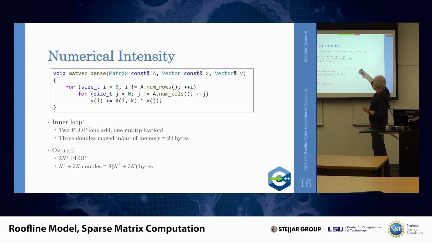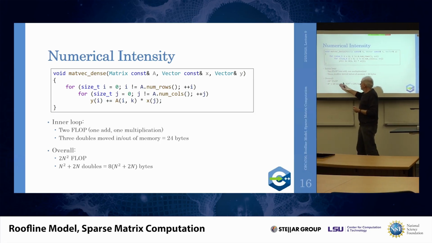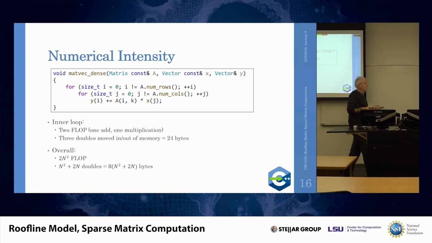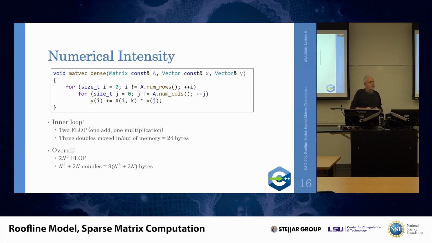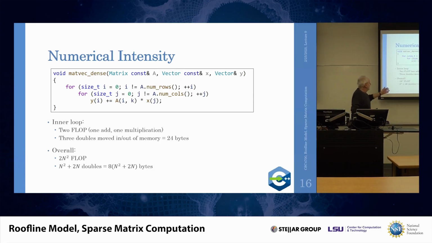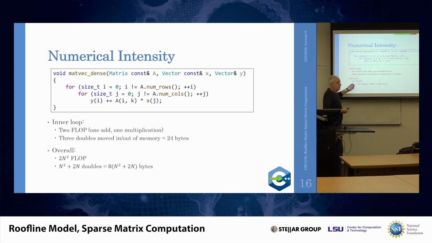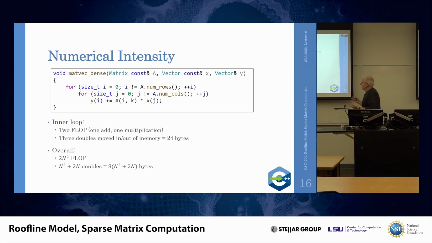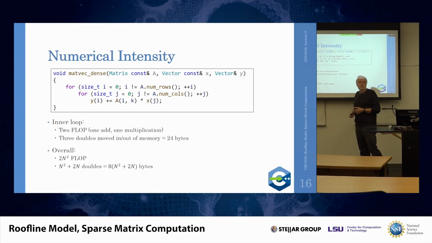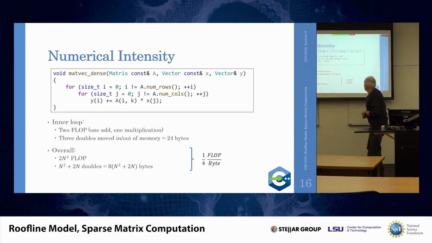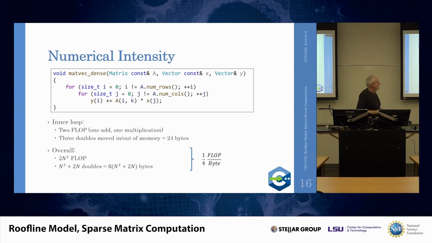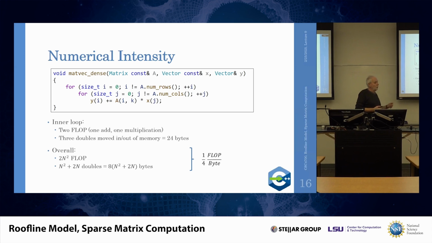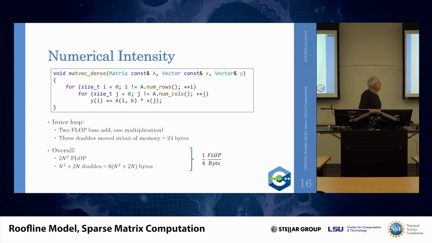Overall, if you look at the whole function, we perform about 2 times n squared floating point operations, right? We have a matrix which is n squared in size, so the overall amount of floating point operations is 2 times n squared. Whereas the number of bytes moved is roughly n squared, that's a matrix. 2n is the 2 vectors, y and x, and that gives us 8 times n squared plus 2n bytes that we have to move in and out of memory, which gives us a numerical intensity of about 1/4. So we have 1 floating point operation per 4 bytes moved into the core.